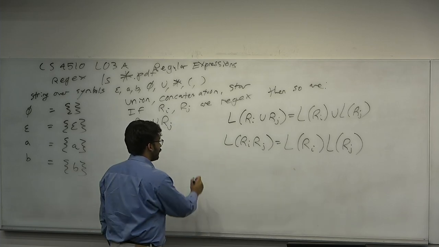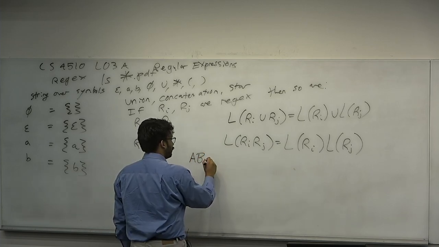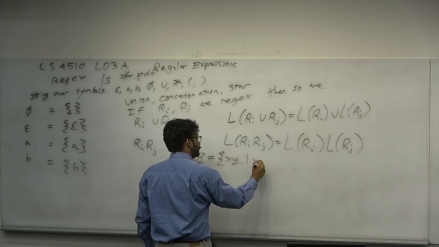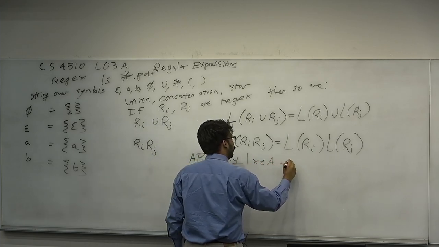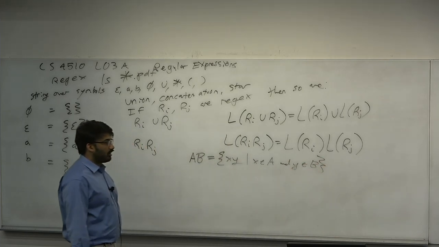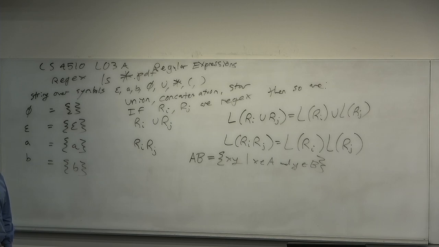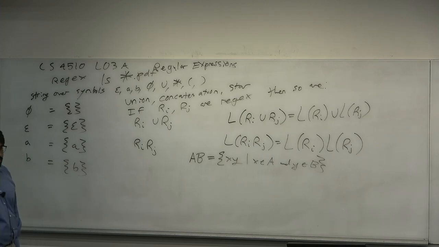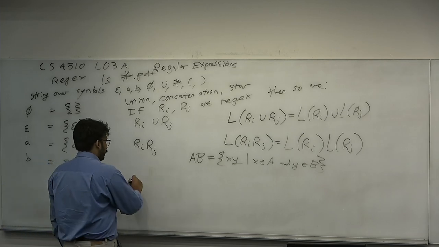Concatenation of languages means what? If you have A, B, this is equal to strings x, y, such that x is in A and y is in B. So it's a concatenation of every possible string from the first with every possible string from the second. That's what it means to concatenate two languages.